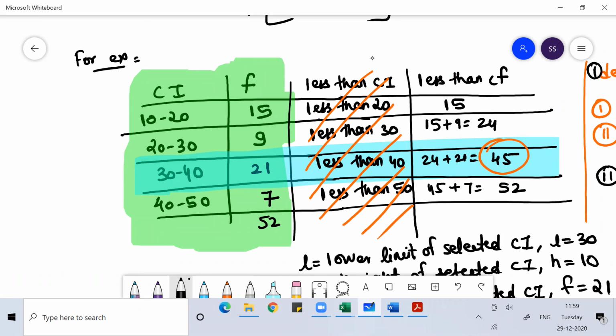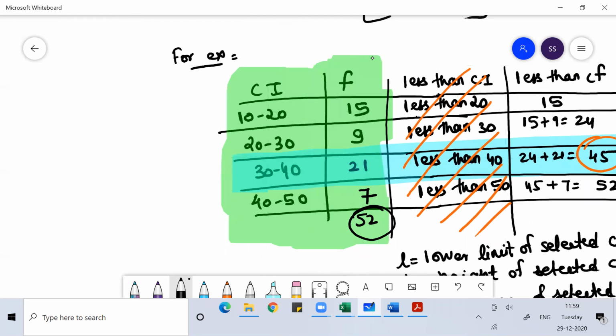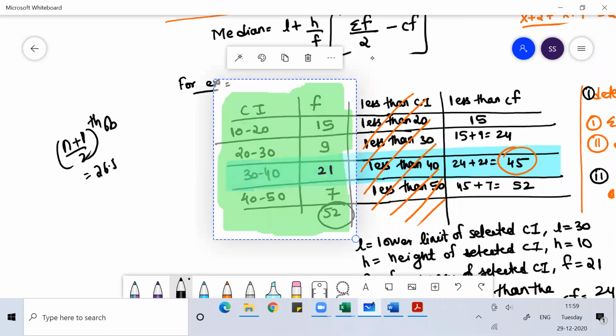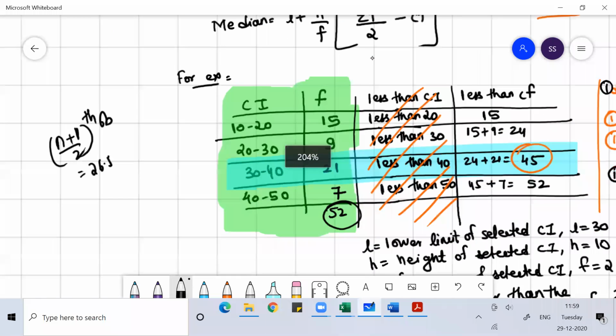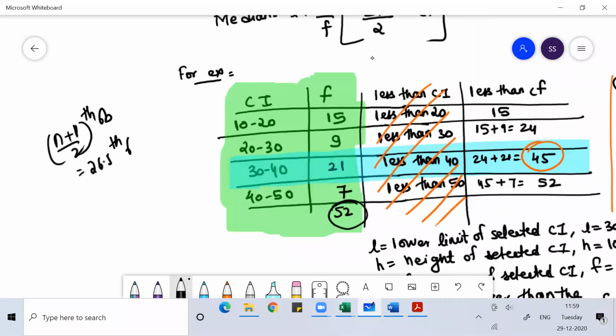Already these values are arranged in ascending order and the number of values is 52. So what is the median? If you apply the median formula, that is (n plus 1) by 2 observation, your median is basically the 26.5th observation.